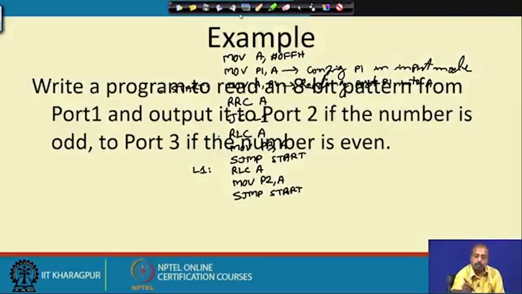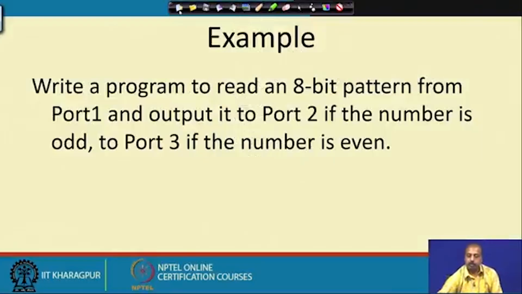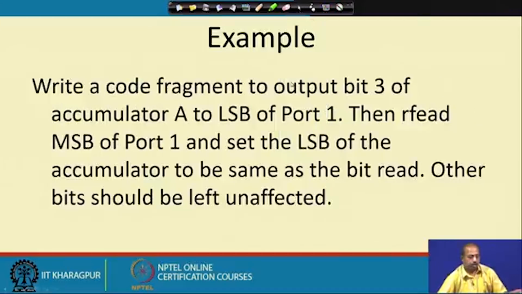Next, we will look into another program where we will write a code fragment to output bit 3 of accumulator A to the LSB of port 1, the least significant bit of port 1, and then read the MSB of port 1 and set the LSB of the accumulator to be the same as the bit read.